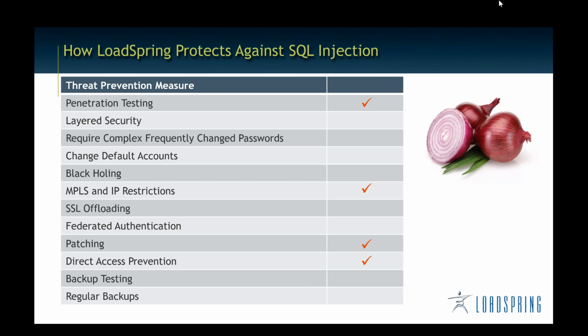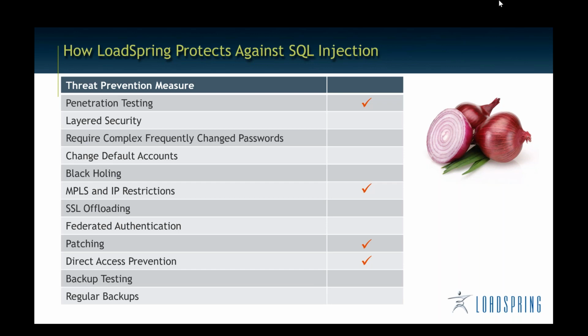Another way that we protect against that is we have certain customers that will only allow connectivity to their applications over an MPLS, which is a dedicated network that specifically goes from their offices to our office, and they restrict general internet access to any of those applications. So that's one way that they protect against it. Obviously, staying on top of patches and making sure that all of your patches are up to date is critical to maintaining that. And then we also do direct access prevention.